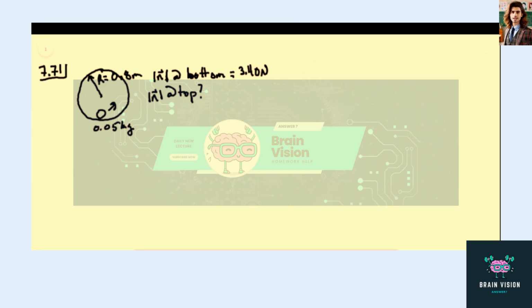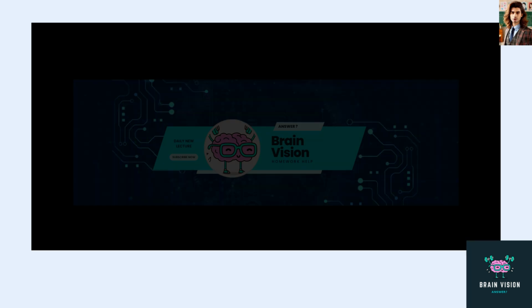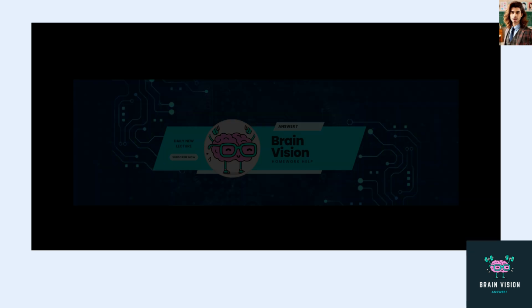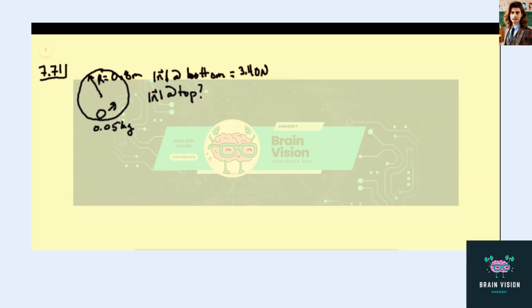We have a block with a mass of 50 grams sliding around a circular track without friction, which has a radius of 0.8 meters. Now we're told that the normal force at the bottom is equal to 3.4 newtons, and we'd like to find the normal force at the top. So let's call the bottom point A, and let's call the top point B.